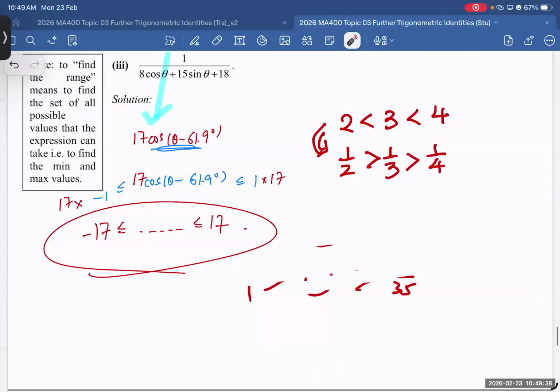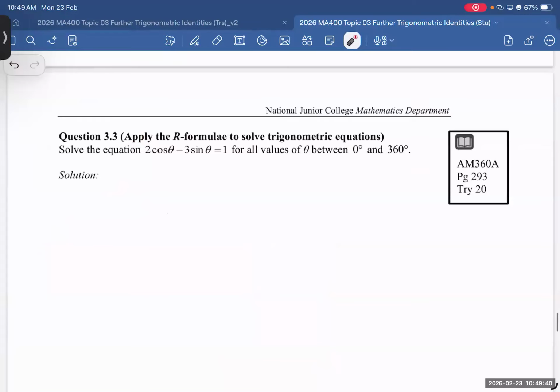Now, first one, let me go through question 3.3.